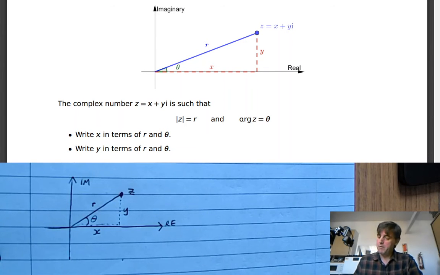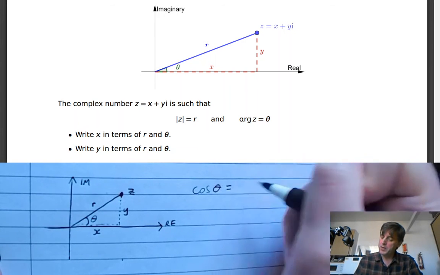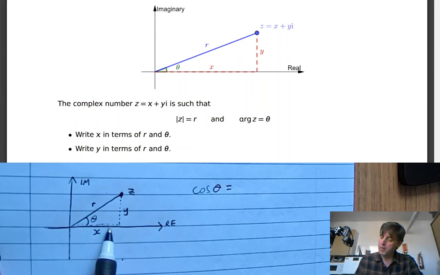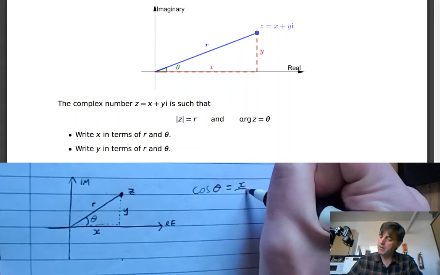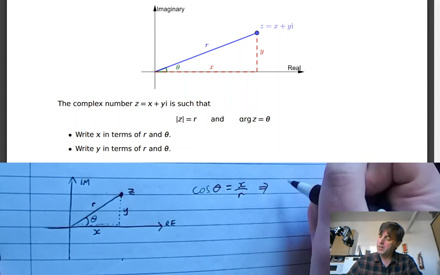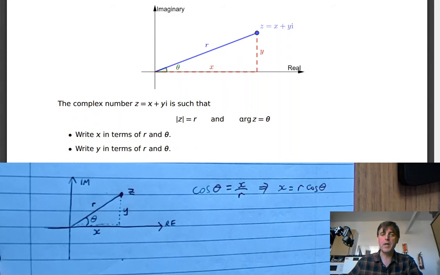Okay, so let's see if we can go through this together. Hopefully the picture helped us here. The picture here is just basically a nice right angle triangle, so we can use our basic trigonometry to answer this question. If we look at the cosine of the angle theta, the argument, we can see that that's going to equal the x, which is the real part of z, over r, the modulus of z. So x over r, and that must mean that x, of course, must equal r times cos of theta. So there's x written in terms of r and theta.